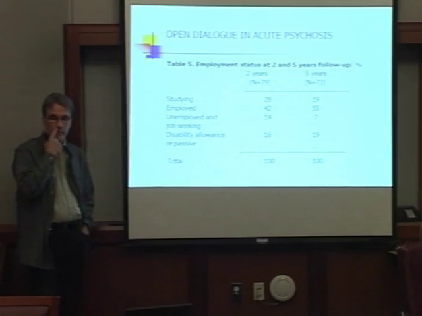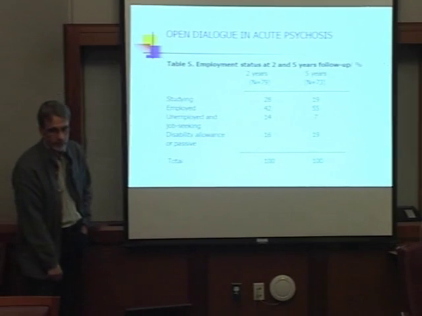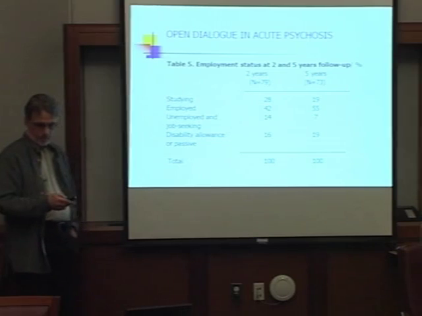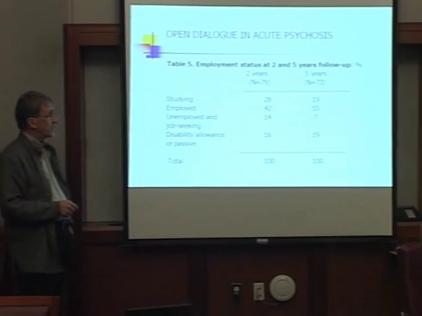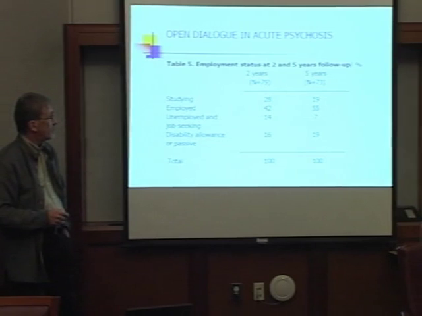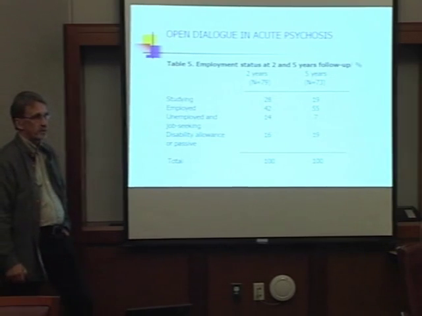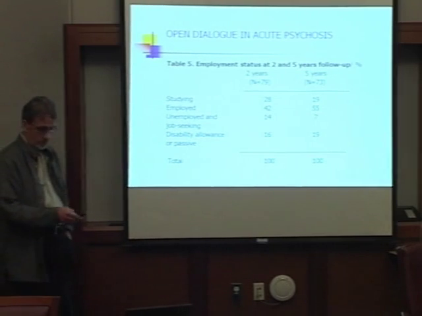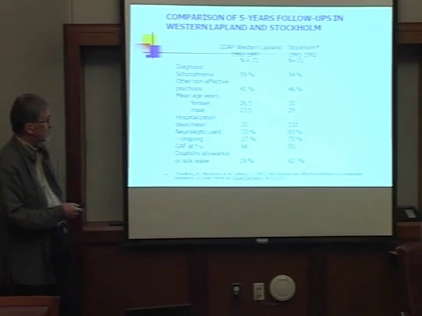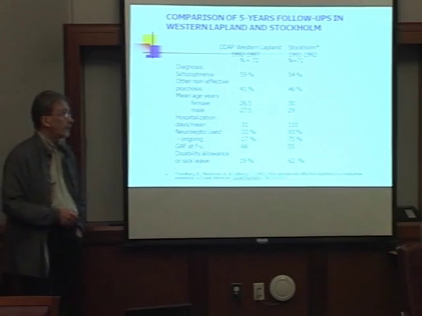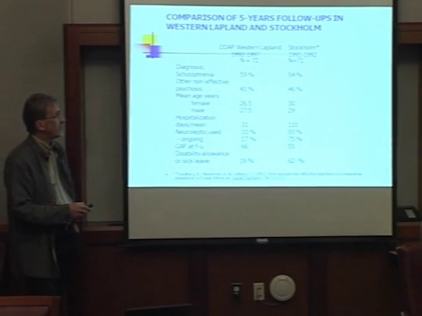And this is the outcome for which we have been criticized the most, because people say that this is unrealistic. At the 5-year period, 90% of the patients were living on disability allowance or were passive. And this is very different. Okay, we can take this to see how it is related. To make it more understandable, I have taken here an example of another 5-year follow-up.